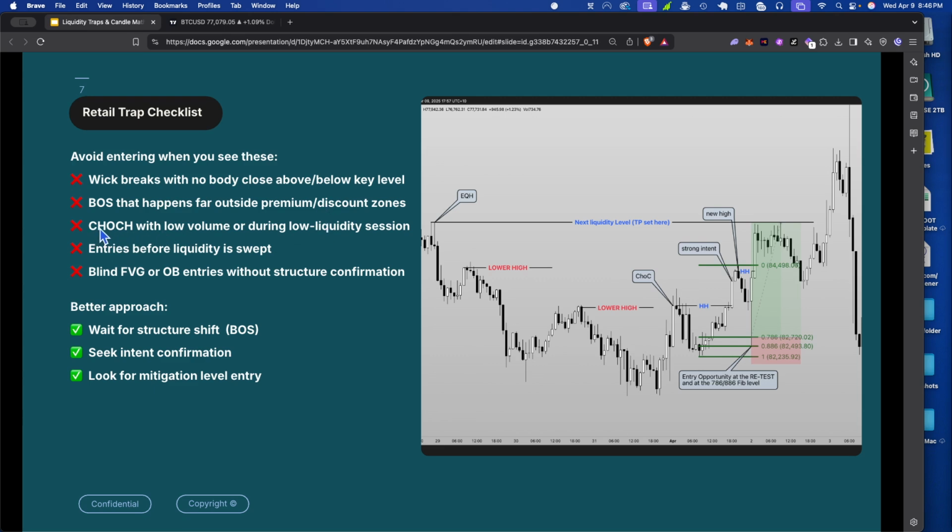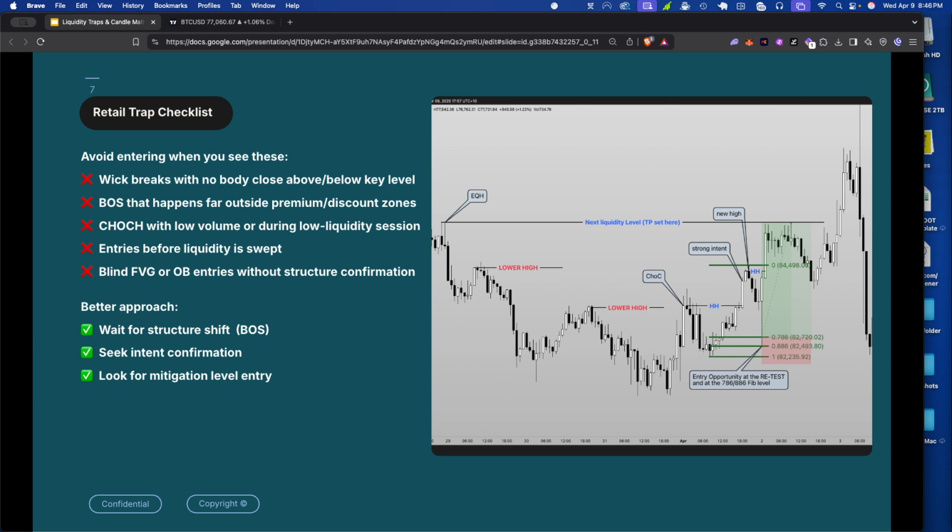Also avoid a change of character with low volume or during low liquidity sessions. Now in the chat, what is a low volume or low liquidity session, and do we know what the sessions are? Bimaxo and Sexy, you're not allowed to answer because I know that you know the answer. What are the sessions that we play with?